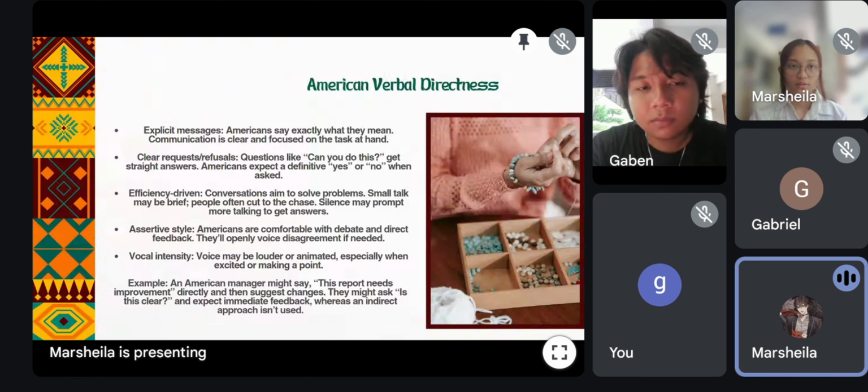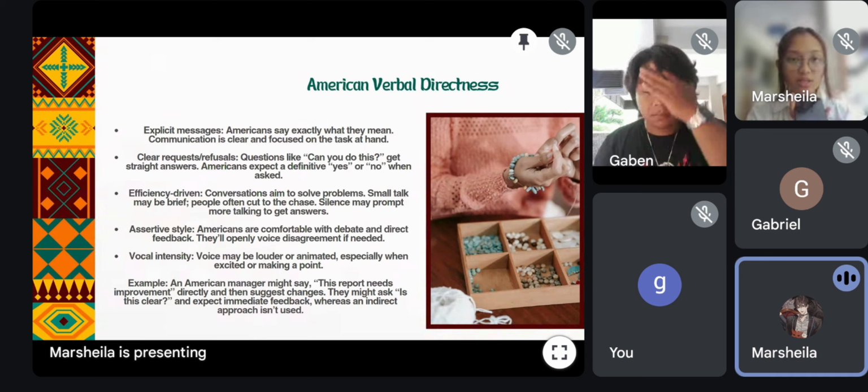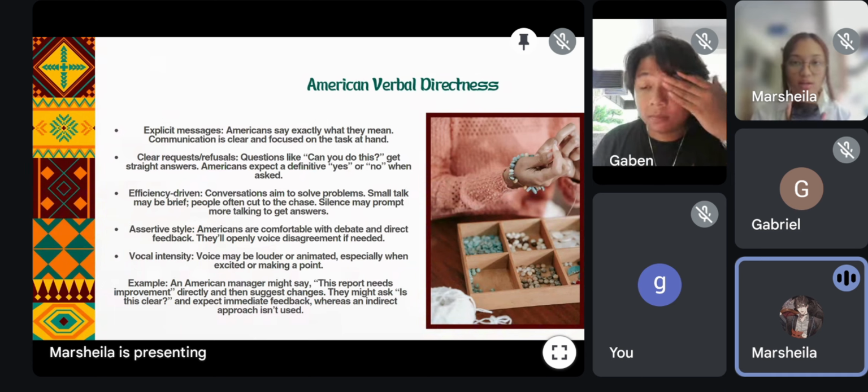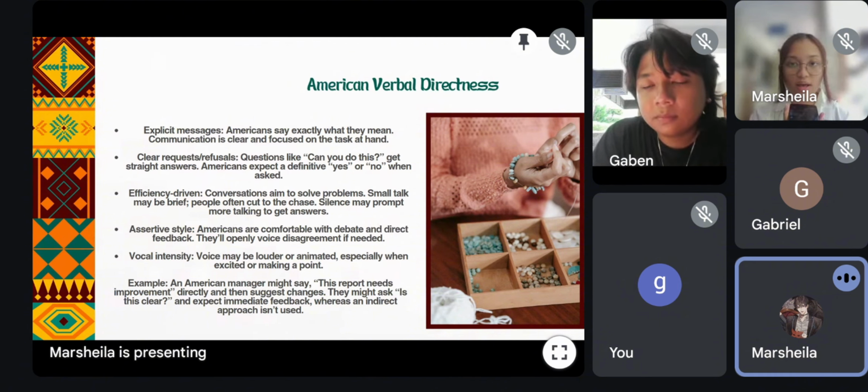So the next is American verbal directness. Explicit message. Americans say exactly what they mean. Communication is clear and focused on the task at hand. Clear request or refusal: a question like "Can you do this?" gets a straight answer. Americans expect a definitive yes or no when asked. Efficiency driven: conversations aim to solve problems.